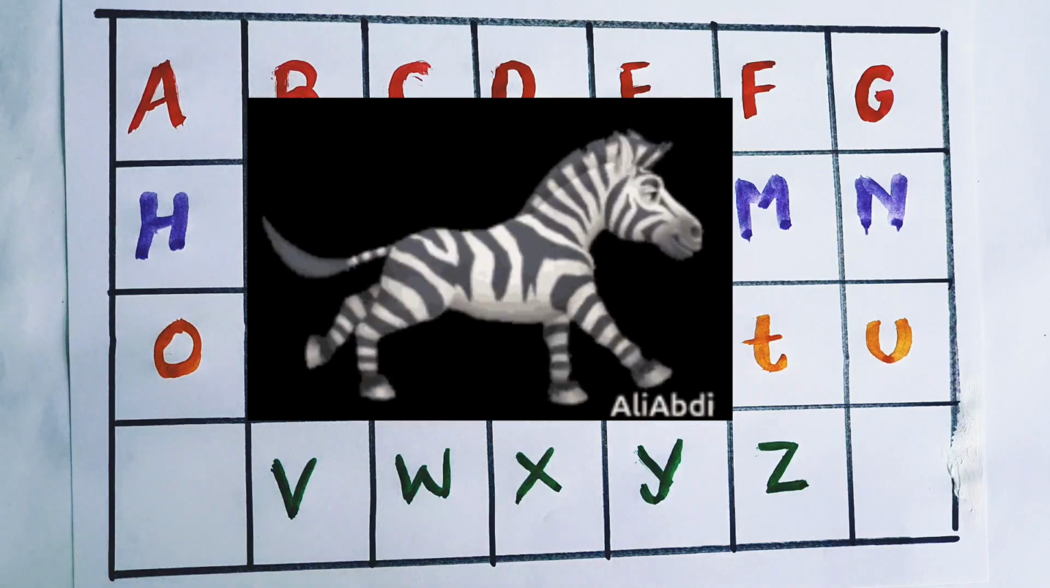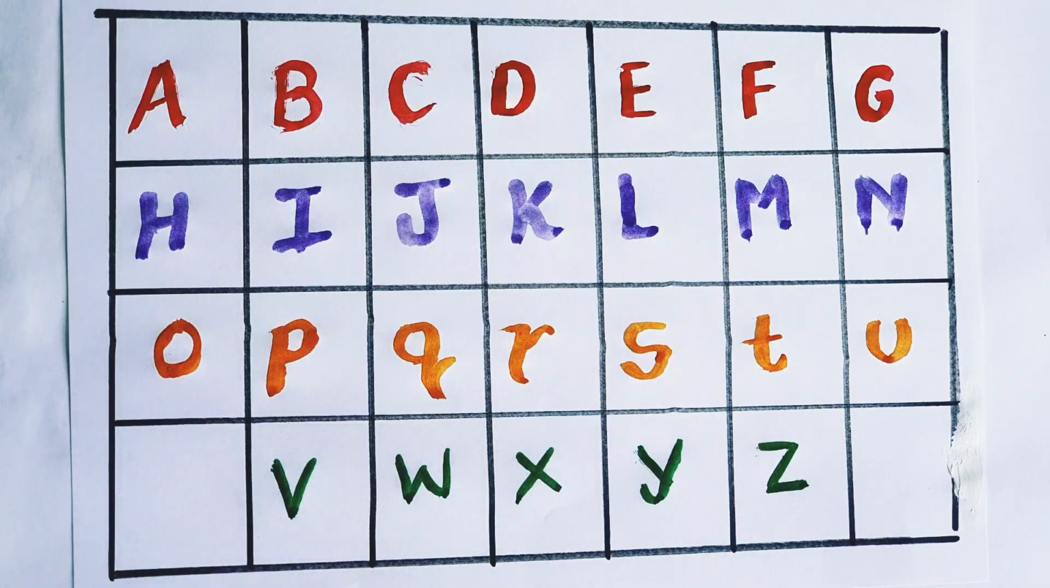So kids, what did we learn today? We learned about red color, purple color, orange color and green color. A, B, C, D, E, F, G, H, I, J, K, L, M, N, O, P, Q, R, S, T, U, V, W, X, Y, and Z. Now I know my ABC.